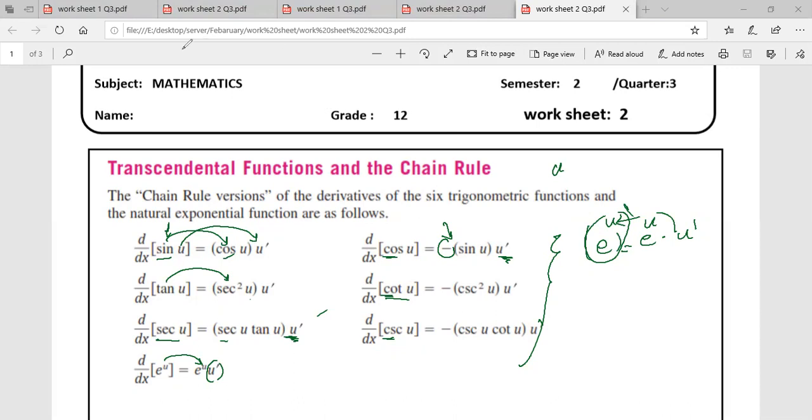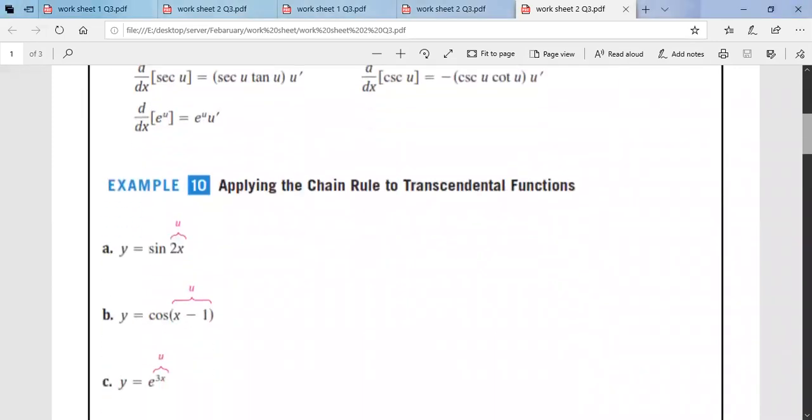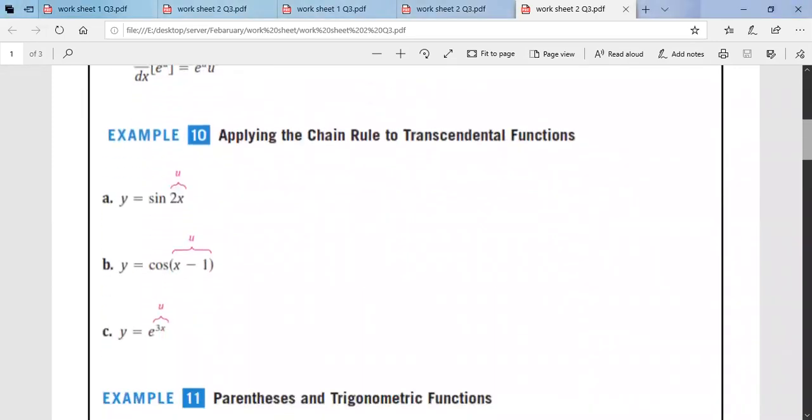Now I'll show you how to apply these rules. Okay, let's begin. Applying the chain rule to a transcendental function. Transcendental what? Function. Look here, I'll use this. I have to identify where the angle is, where the inner function is.